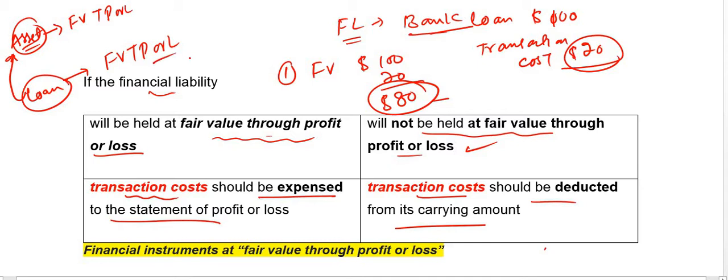So when you have such a scenario, how will you measure this financial liability? You will measure the financial liability at fair value of 100, and this transaction cost, which is I think $20, will be expensed to profit or loss. Hope this is clear now.